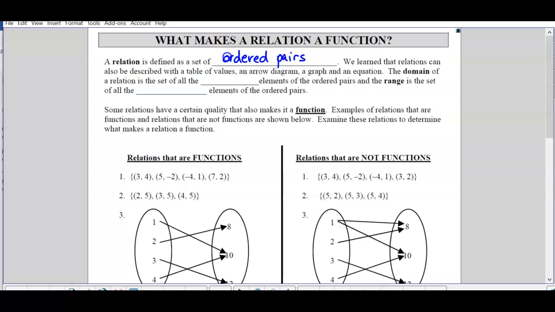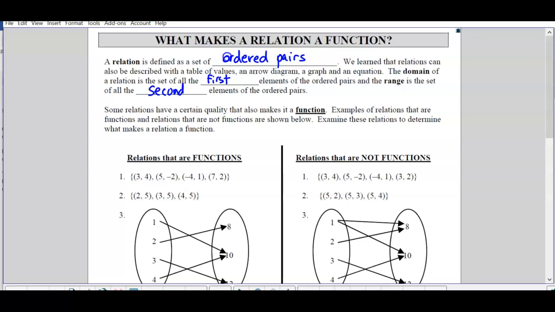We learned that relations can also be described with a table of values, an arrow diagram, a graph, and an equation. The domain of a relation is the set of all the first elements, okay? If it was x and y values, it's all the x values. So whatever comes first. In applications, it could be time or distance or whatever. It just depends. The range is the set of all of the second elements of the ordered pairs.